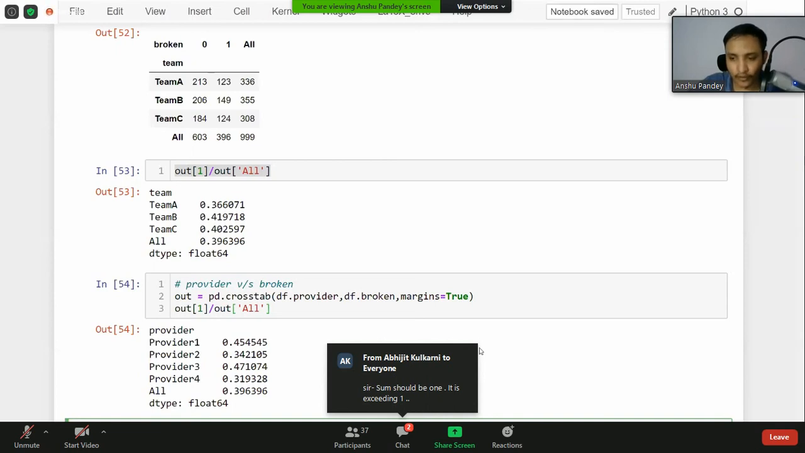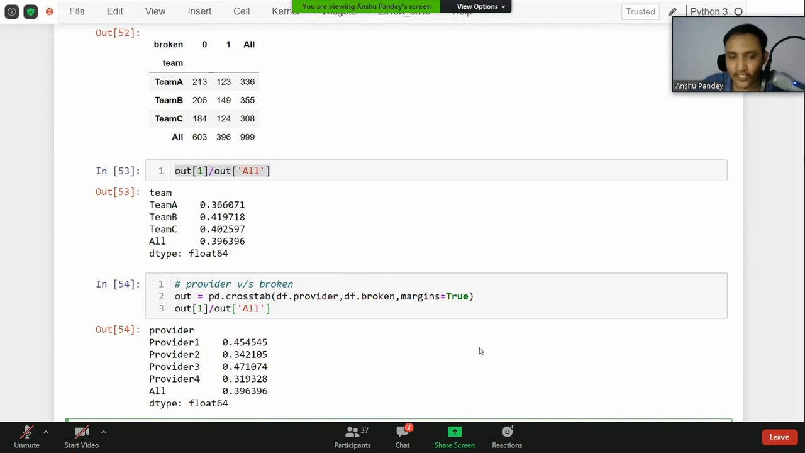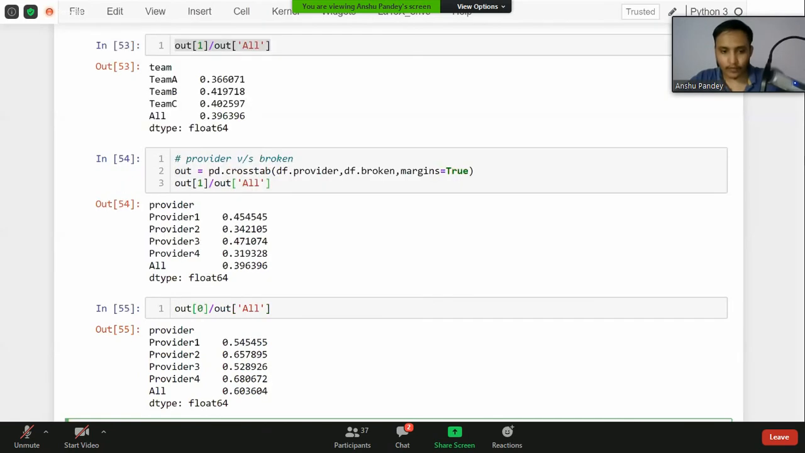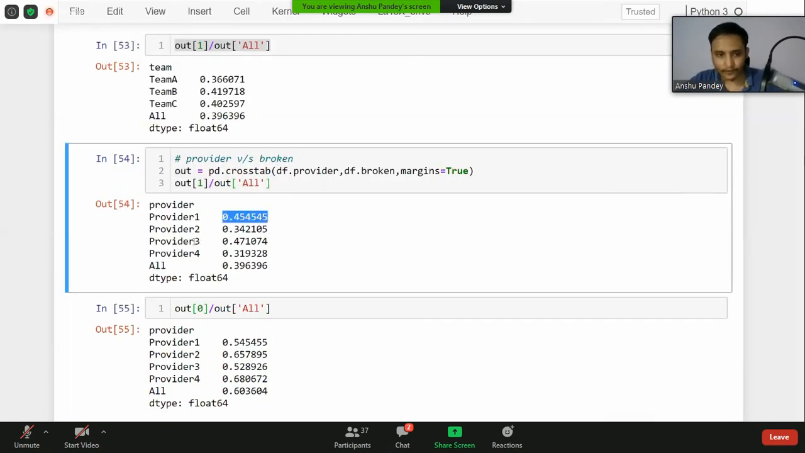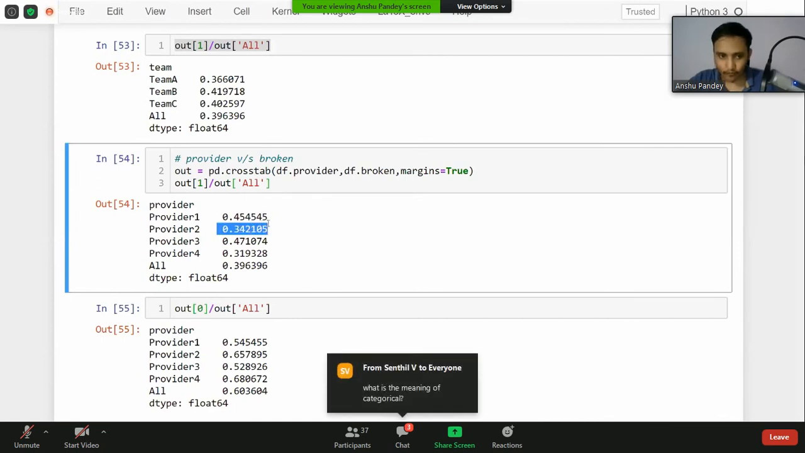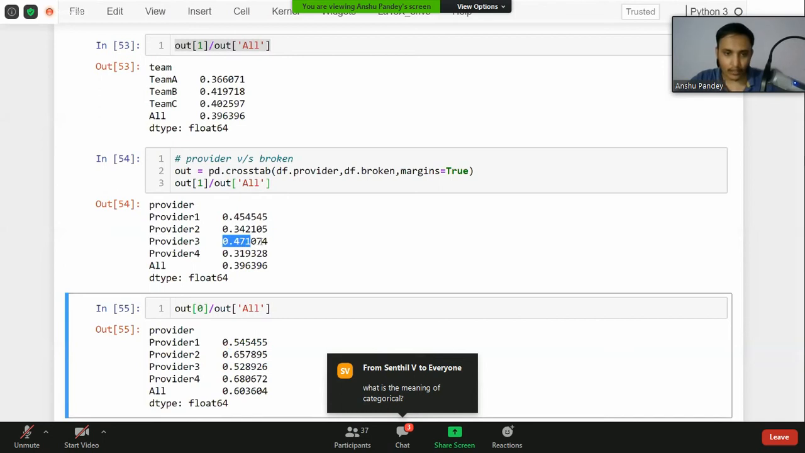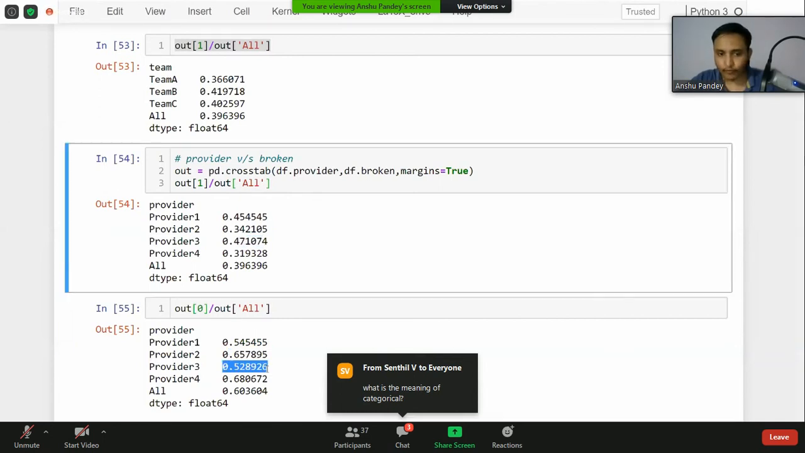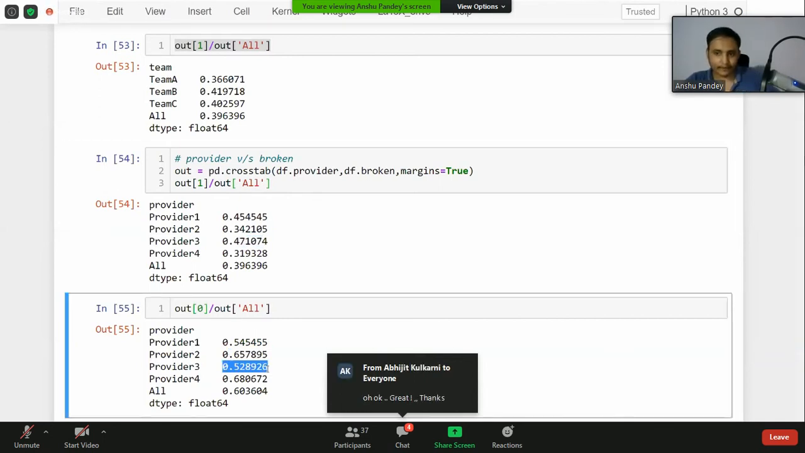No, the sum should not be 1, right? This is the percentage out of the total machines. So the sum of machines which are damaged and not damaged should be 1. For example, if I look at the same thing here, the sum of this and this should be 1. The sum of damaged from provider 2 and not damaged from provider 2 should be 1. Damaged from provider 3 and not damaged from provider 3 should be 1, like that.